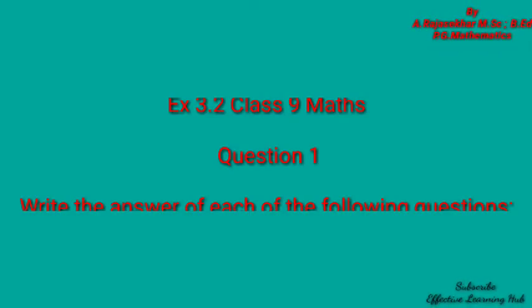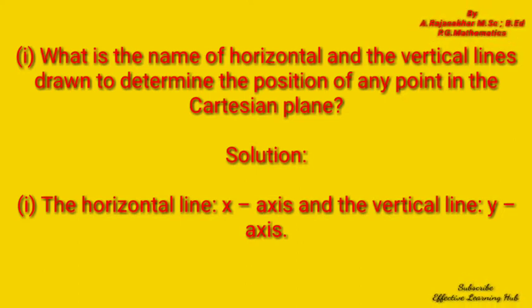Next exercise 3.2, question number 1. Write the answer of each of the following questions. First one is, what is the name of horizontal and the vertical lines drawn to determine the position of any point in the Cartesian plane? Horizontal means x axis, vertical means y axis. So x and y axis.